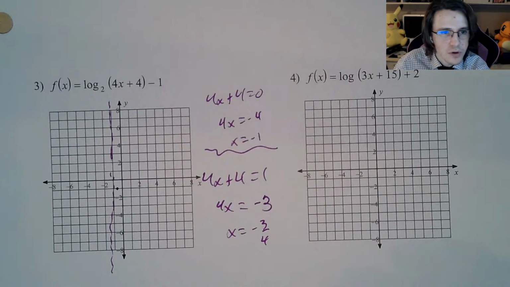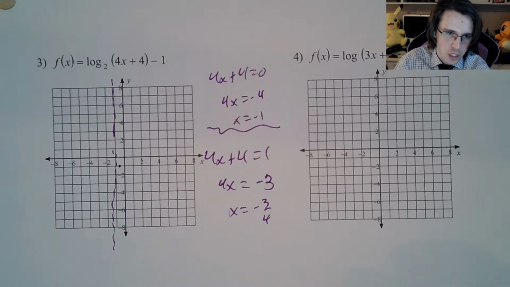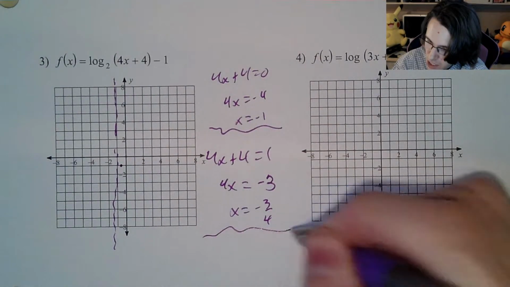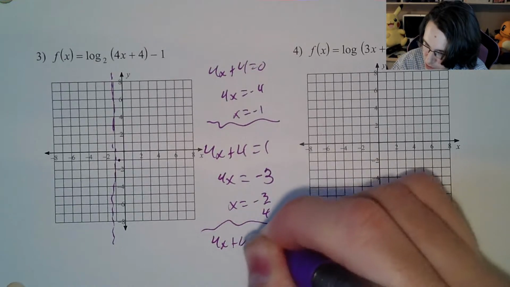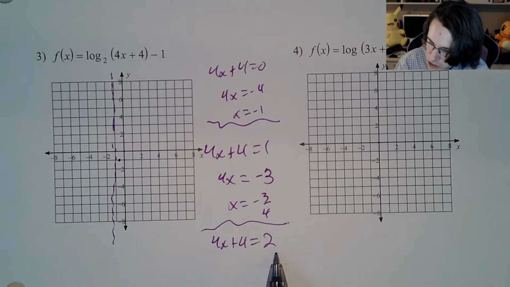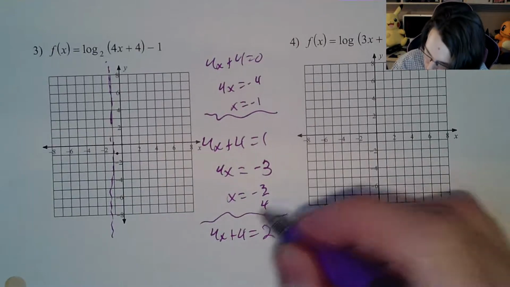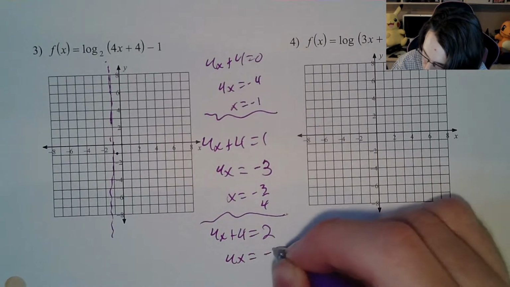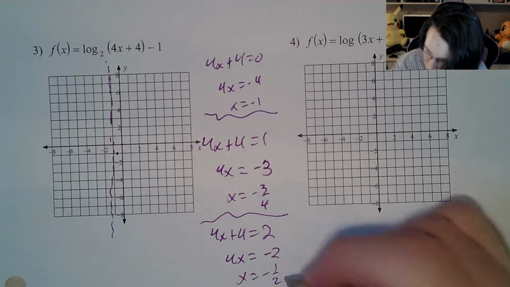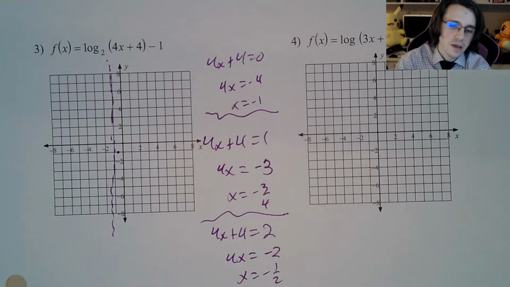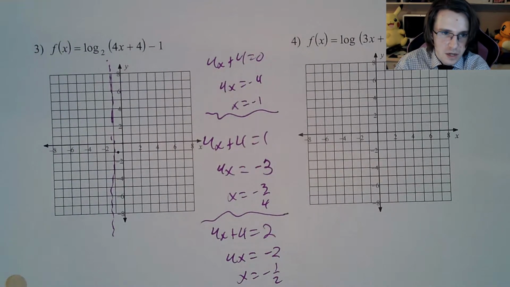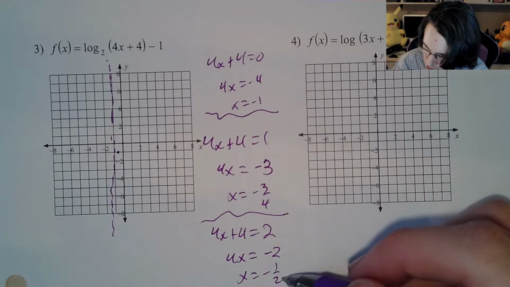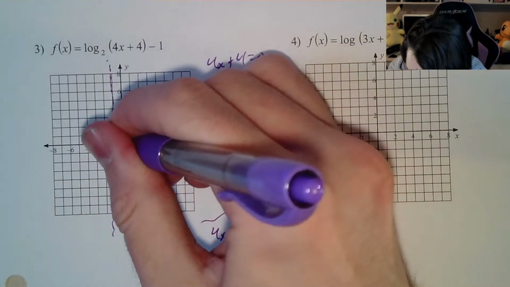And then again, just one more coordinate: setting equal to the base is always a good idea. So now we're setting 4x plus 4 equal to 2. The reason it's 2 is because that's what the base is. So we have 4x equal to negative 2, and therefore x is negative a half when you divide both sides by 4. And so x is negative a half, and that's going to give this value of 1. So it's kind of like this.